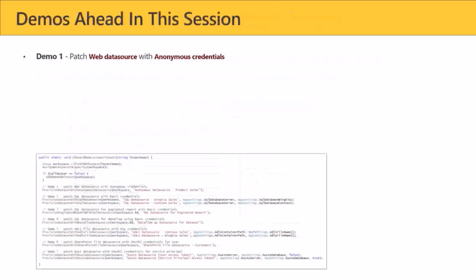Okay, now we're going to do a bunch of demos, and let me just paint the big picture. So what we might have is a web data source behind a Power BI data set that uses anonymous credentials. But when you upload the PBIX file, it doesn't automatically work for refresh till you patch the credentials, even if they're anonymous. We're going to look at a data set that has a SQL data source and how to set or patch.